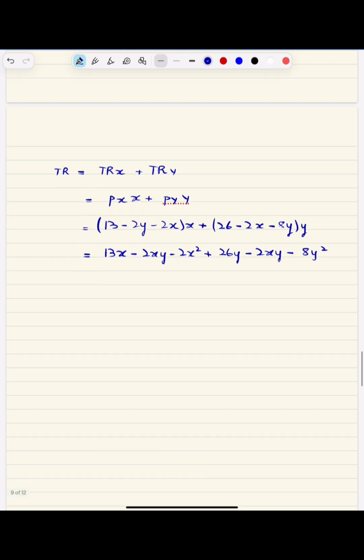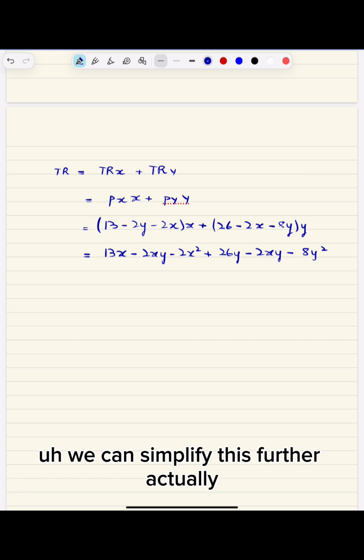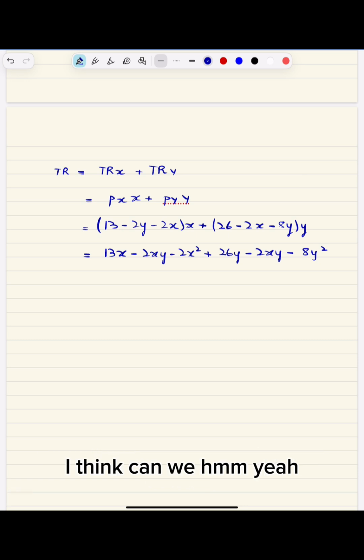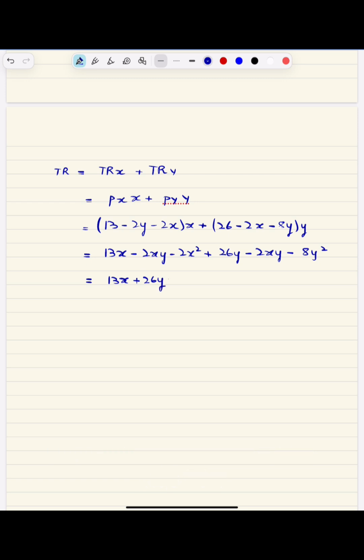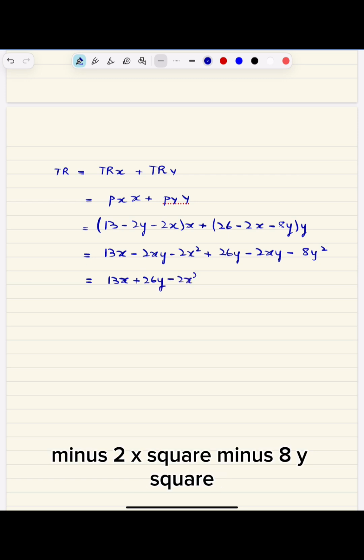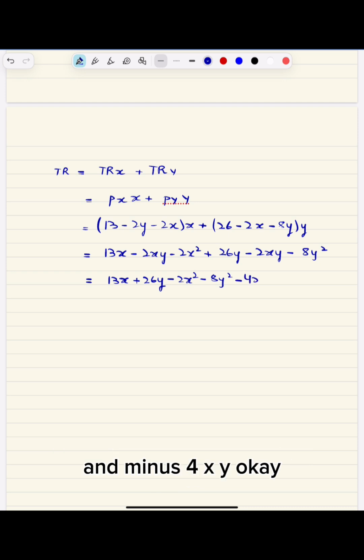Okay, we can simplify this further actually, I think. Can we? Yeah, we can make this into 13x plus 26y minus 2x squared minus 8y squared and minus 4xy.